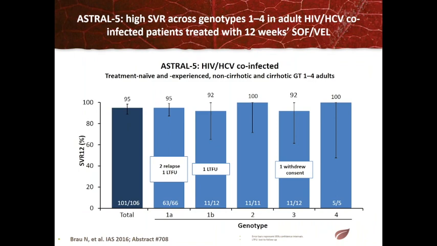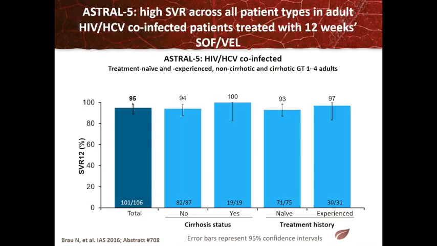This is taken from one of the more recent combinations of sofosbuvir and velpatasvir. And again, you can see here, because this is one of the first fixed dose combinations with pan-genotypic activity, you see that regardless of the genotype, all of the patients seem to respond. Next slide, please. And this was true for patients with cirrhosis at baseline, as well as for patients who had failed a prior therapy. So it really seemed to work in all patient types.